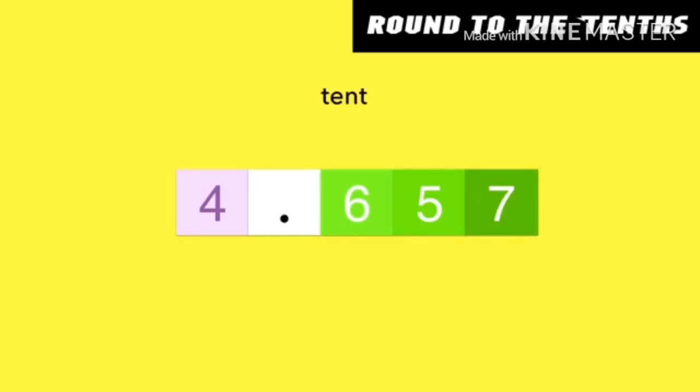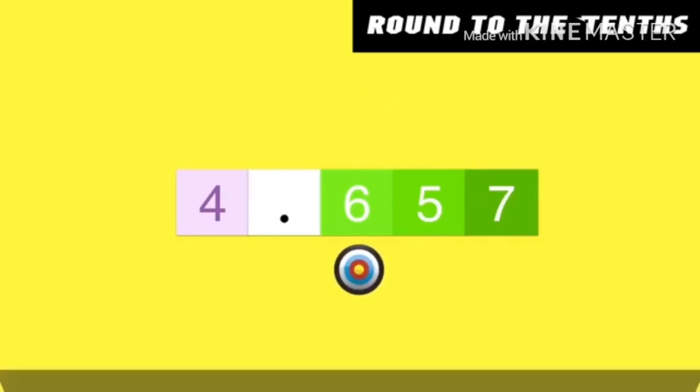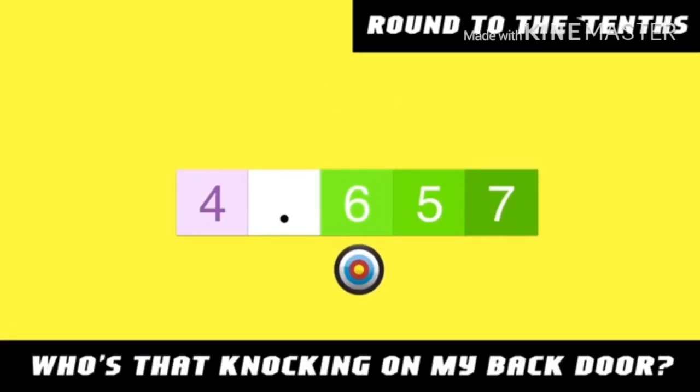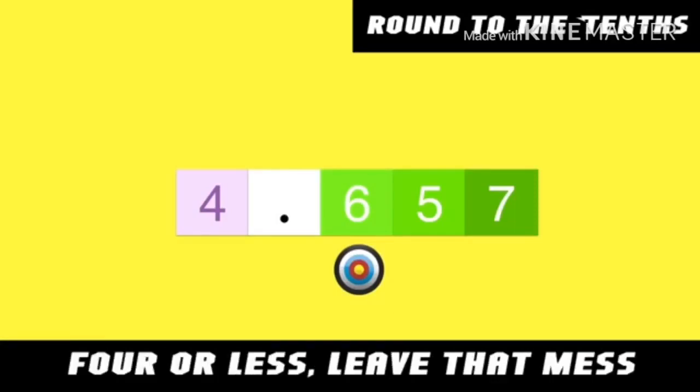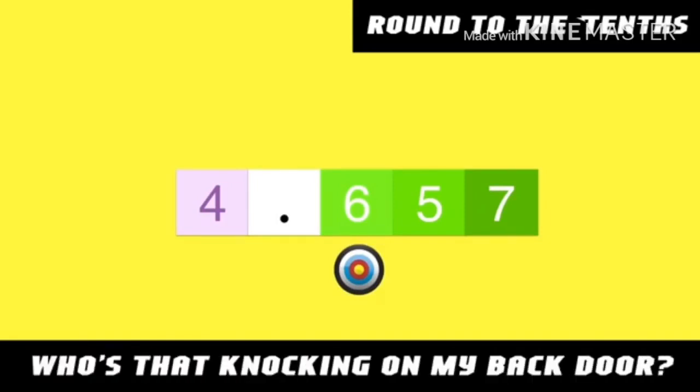Since we are rounding to the tenths place, the tenths place becomes our rounding target. For rounding, I like to use a catchy rhyme. Who's that knocking on my back door? 5 or more, raise the score. 4 or less, leave that mess. Let's start from the beginning of the rhyme.